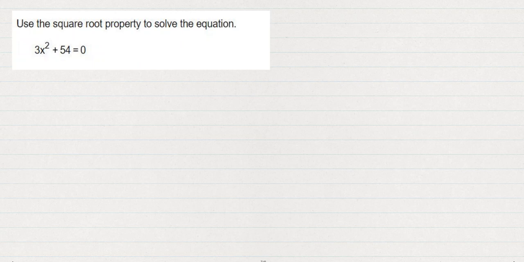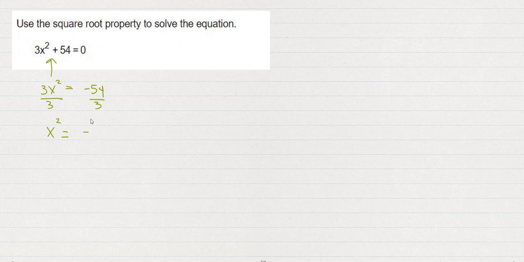You could really spin your wheels trying to factor this and solve that way, but that's not going to be the easiest way all the time. In this case, there's no linear x, in other words, it's not 3x squared plus something x, like 2x, plus 54. I could isolate the x squared term by subtracting 54 from both sides and then dividing both sides by 3, that's how I know that this is going to be the easiest method to use.